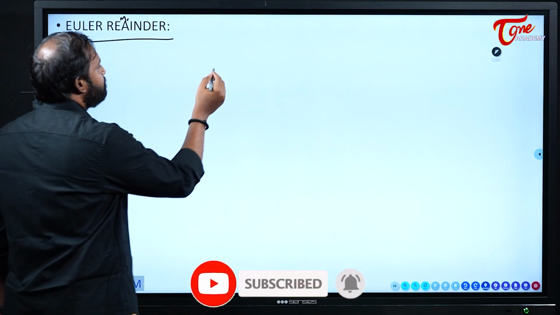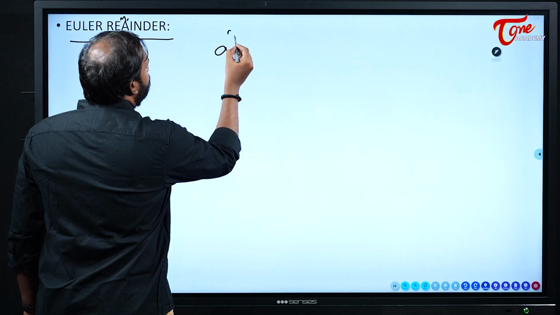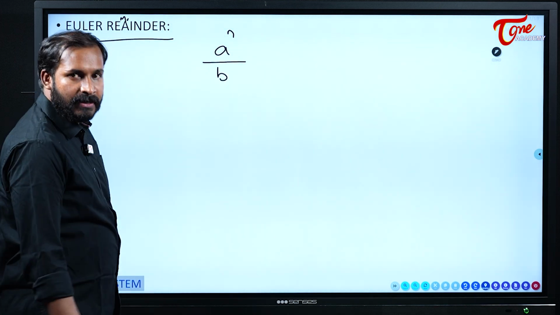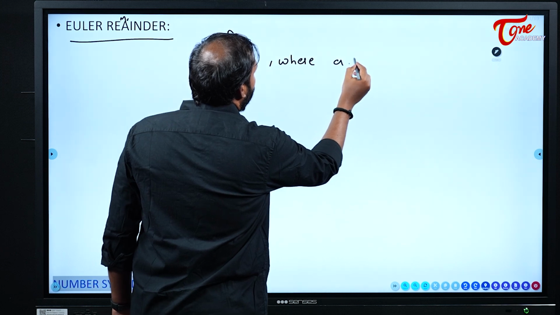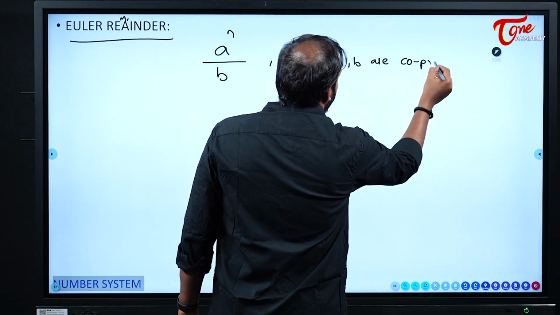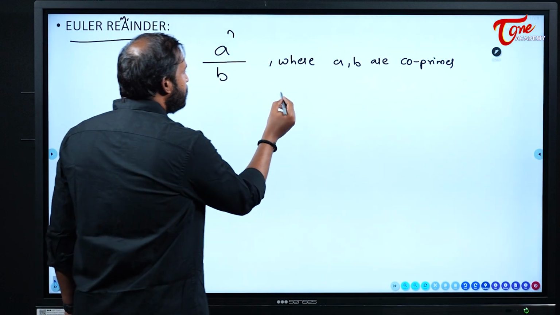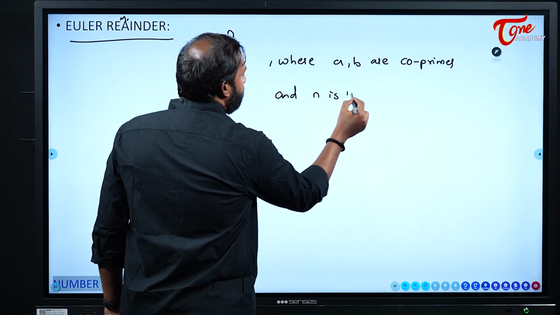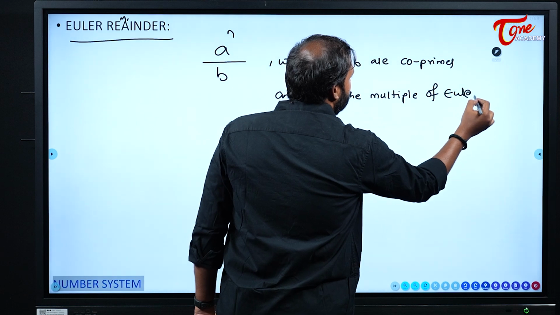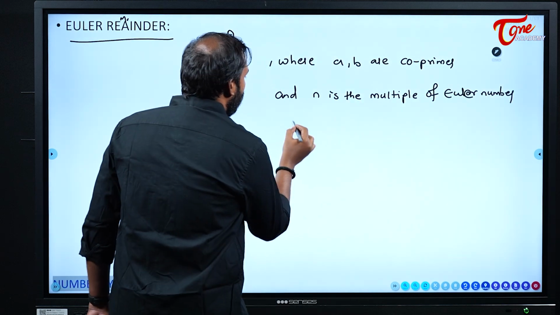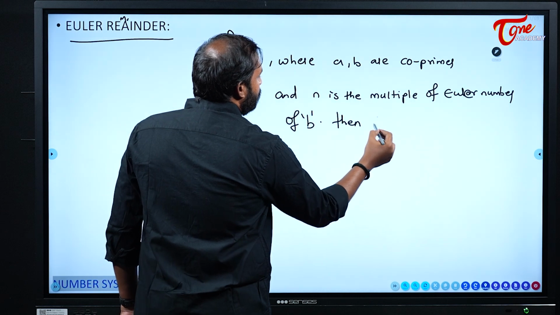What Euler says is, any number of the form a power n by b, where a comma b are coprimes, and n is the multiple of the Euler number of b, then the remainder is 1.